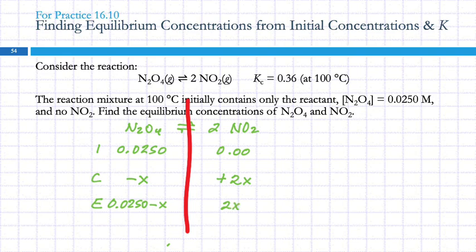And this time it's 0.36. And that's equal to the NO2 concentration, which is 2X squared, divided by the reactant concentration. And again, we get another quadratic.